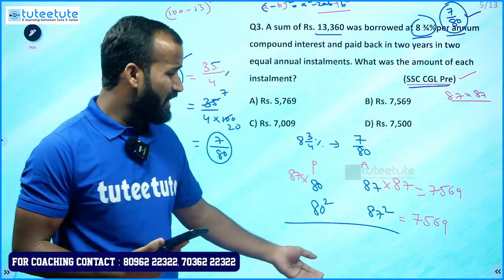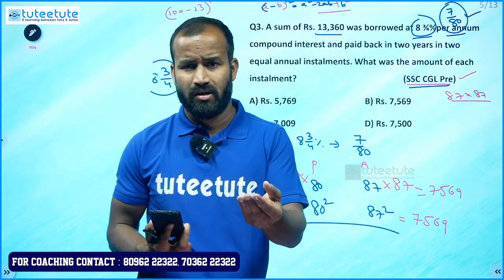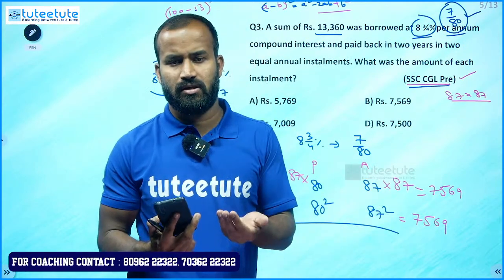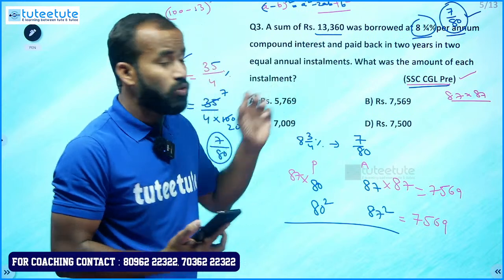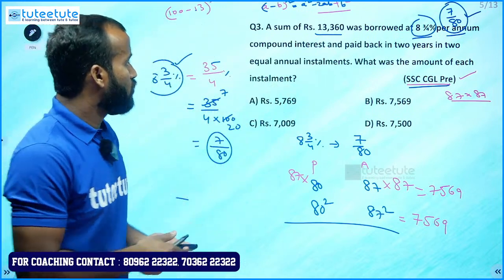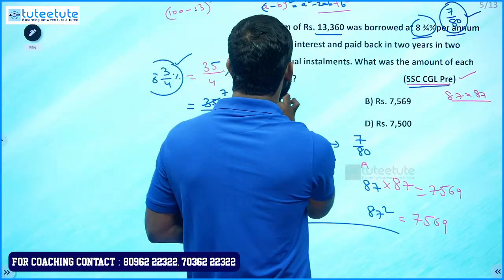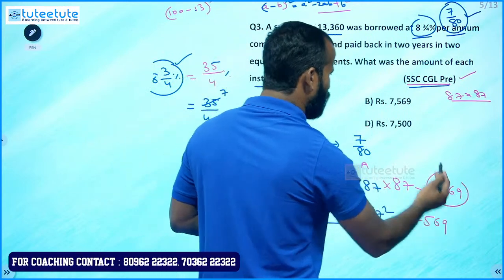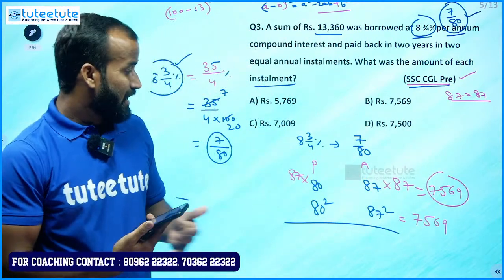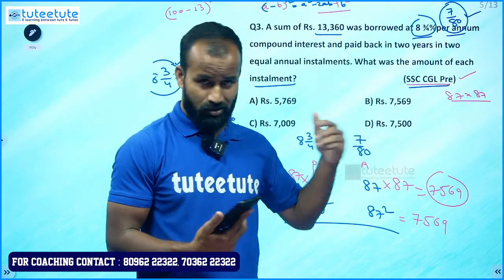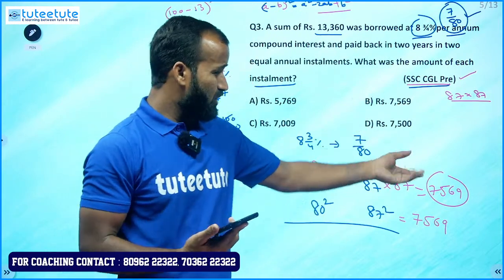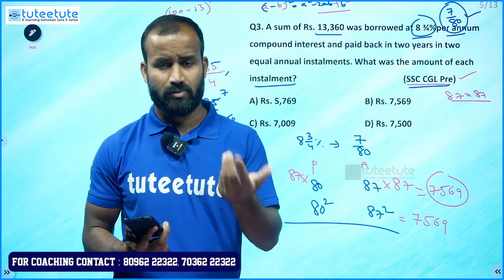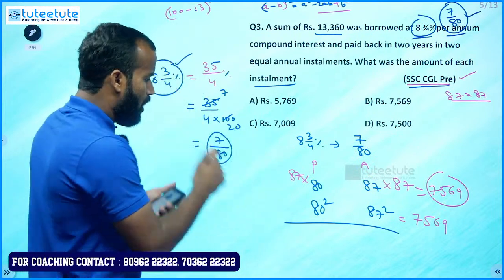Before solving all these things, we have to add these two. Otherwise, here itself we are getting the answer. For that we have to read the question carefully, what they are asking. Equal installment, what is the amount of each installment? Installment only is asked in the question. See, here you got 7569, and in the options also 7569 is there. Mostly this will be the answer. But we should not do it like that, right?